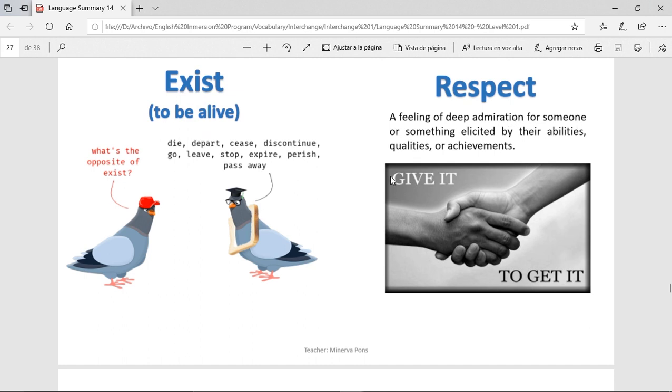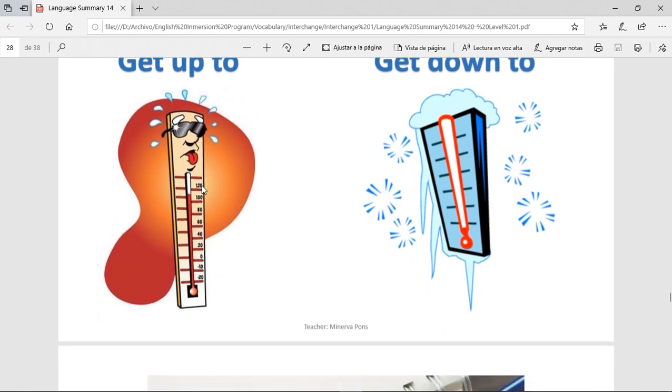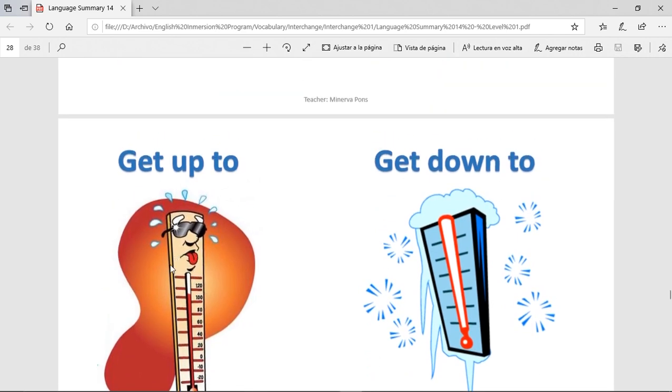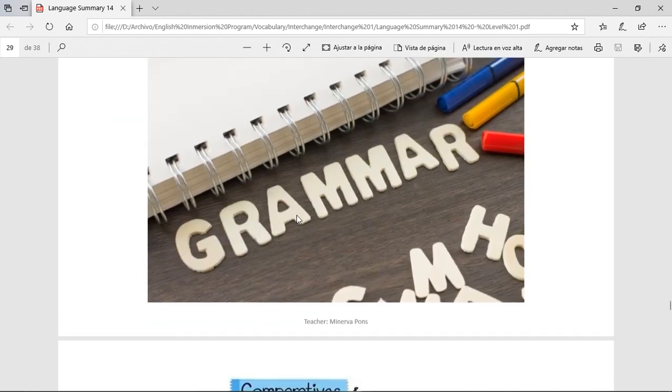Respect, to respect someone. A feeling of deep admiration for someone or something elicited by their abilities, qualities, or achievements. Okay? To get up to. To get up to is to go up to a place. To get down to, in this case, we are talking about temperature. Get up to 100 degrees Fahrenheit or get down to 0 degrees Celsius, for example, or 0 degrees Fahrenheit.